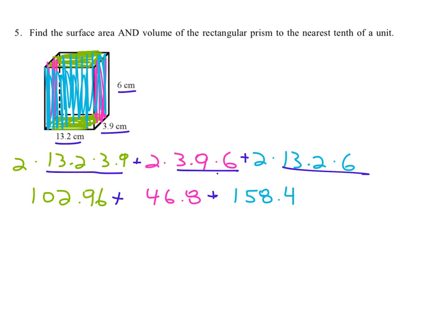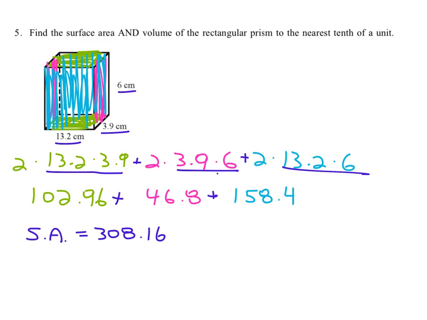Okay? And now we just got to add them together. So we have 102.96 plus 46.8 plus 158.4, and we get the surface area is equal to 308.16.